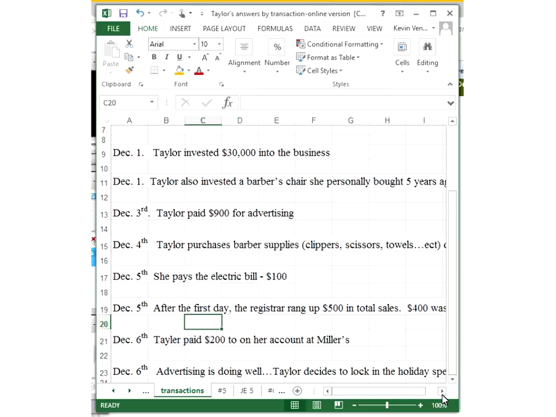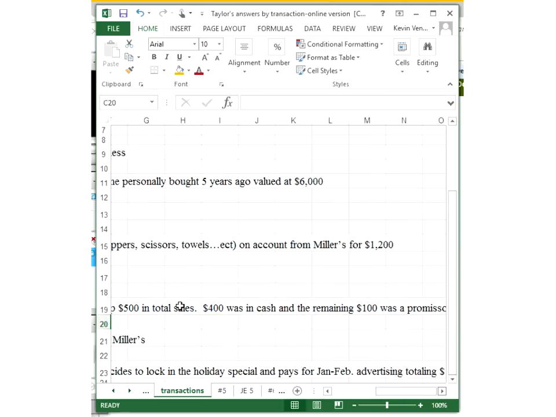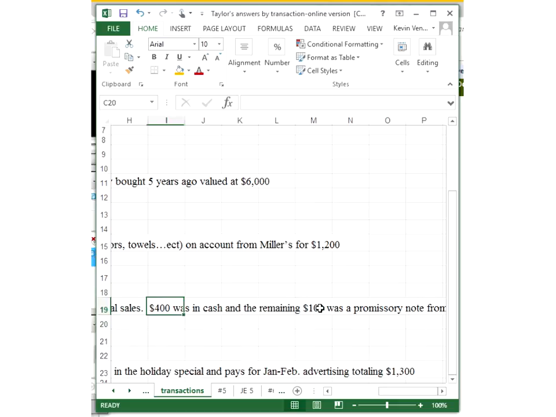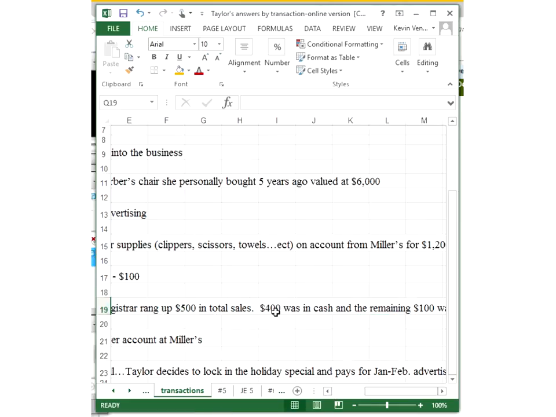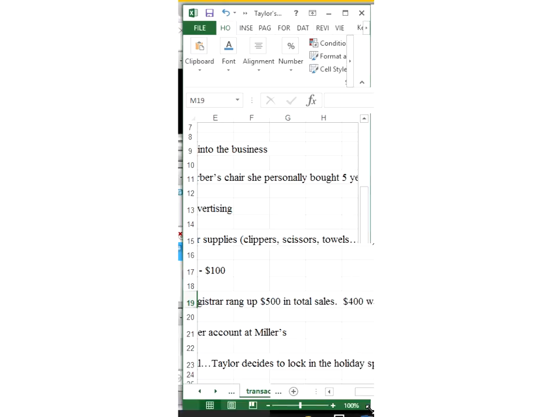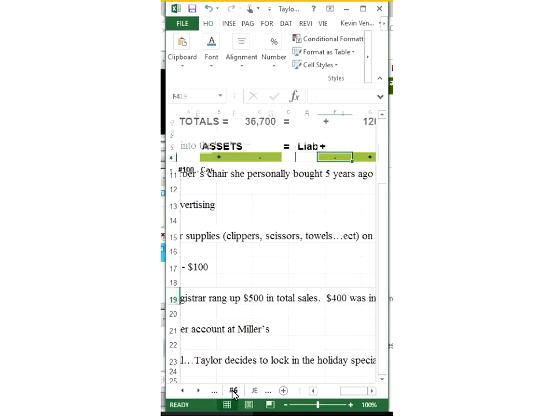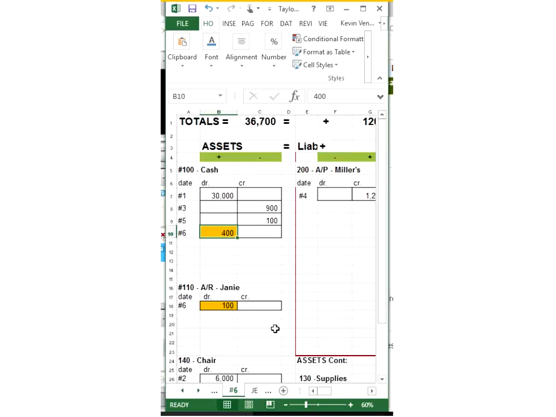Okay, number 6. After the first day, we rang up $500 in sales. And it was noted that the cash drawer only had $400, because we're going to get paid in the near future from Janie $100, but she hasn't paid me yet. So I actually have 2 things that the business got on this transaction. The first thing we got was cash. We actually got money. So that's going to be one of my debits. The other thing that the business got was a promise to be paid. I'm going to be receiving money very soon. So we actually got 2 assets on this one.